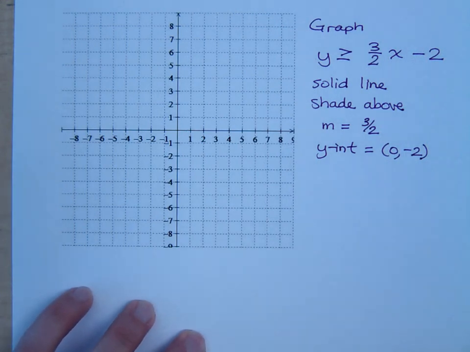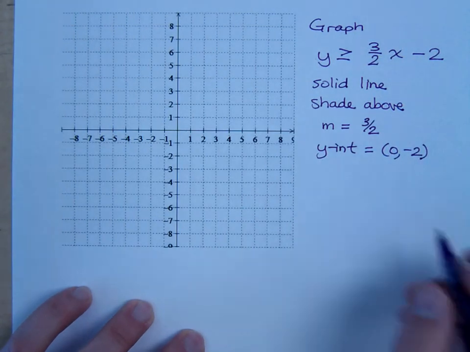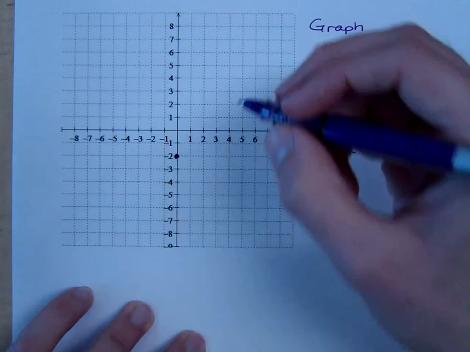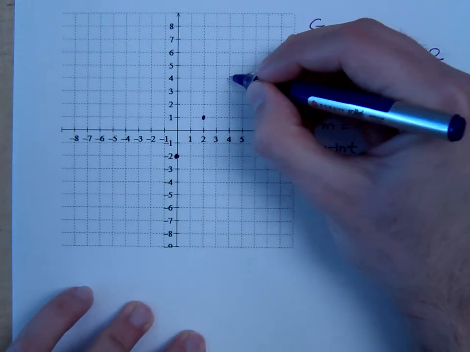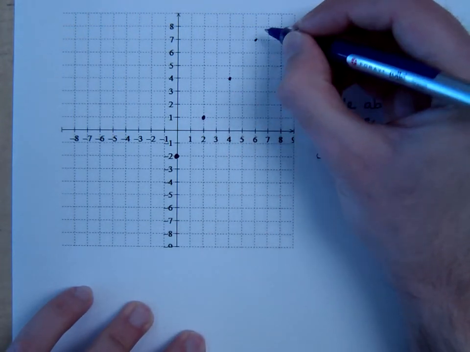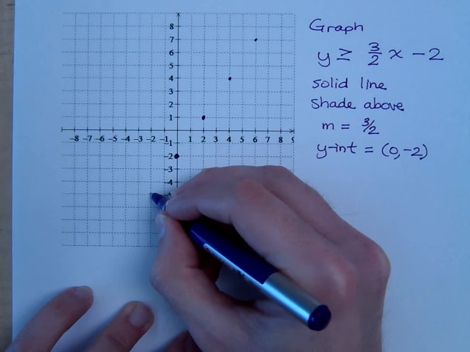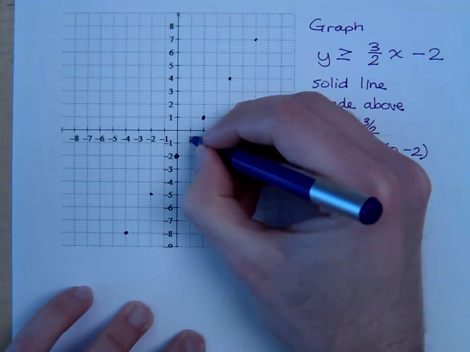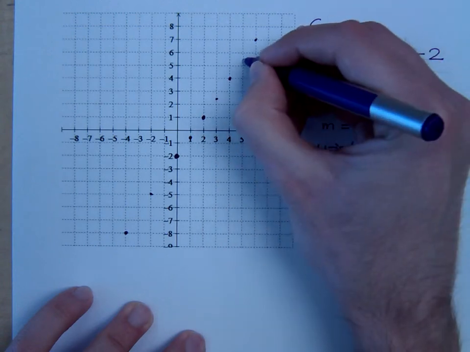Remember, y-intercepts go where? On the y-axis. So here's 0, -2. Use my slope of 3/2, so that means up 3, right 2. And I just keep on going forever and ever, right? Now you may even want to put the midpoints on here, depends on how accurate you want to be.